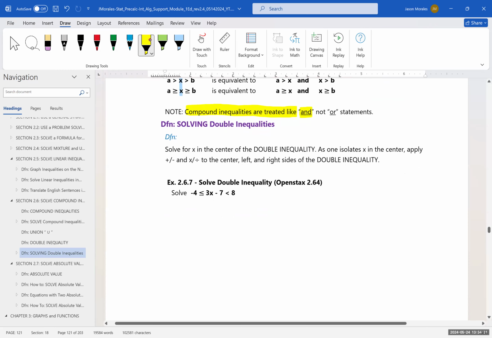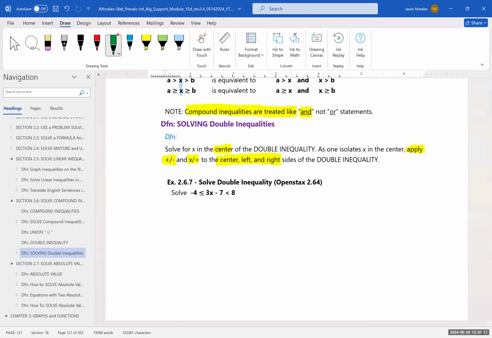So how do we solve them? To solve double inequalities, you solve for x in the center of the double inequality. As one isolates x in the center, you apply addition, subtraction, multiplication, and division to the center, the left, and the right sides of the double inequality all at the same time.